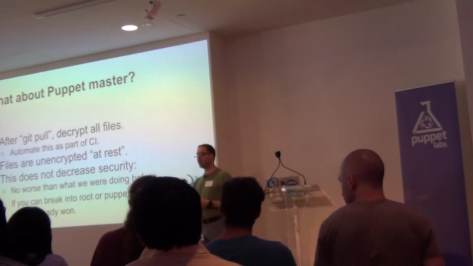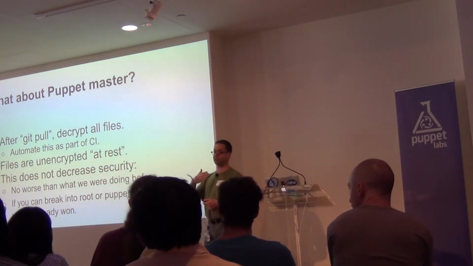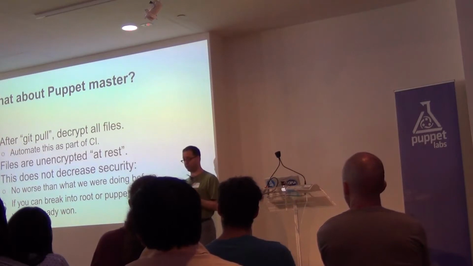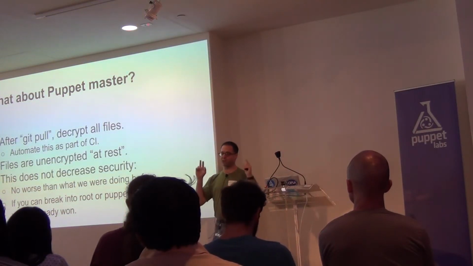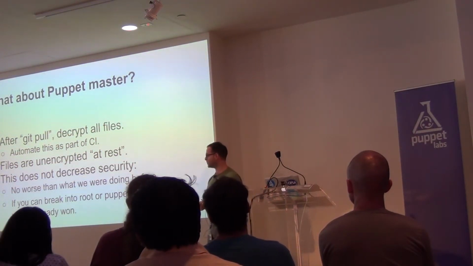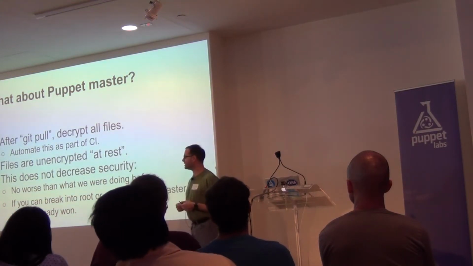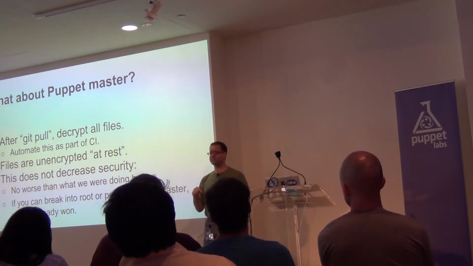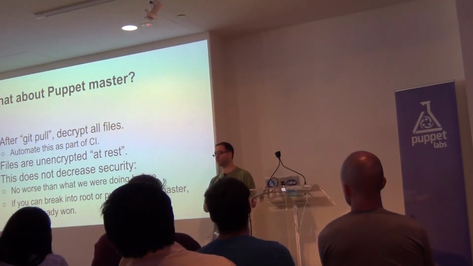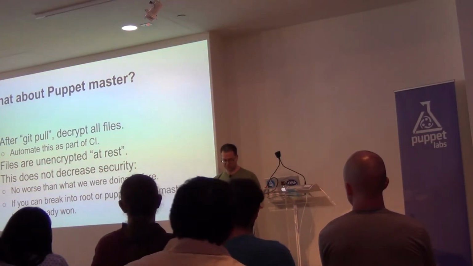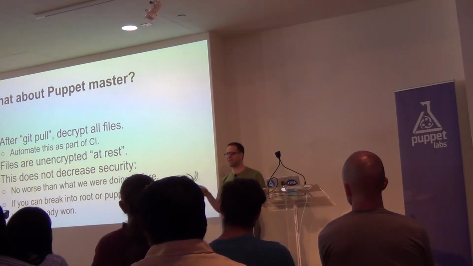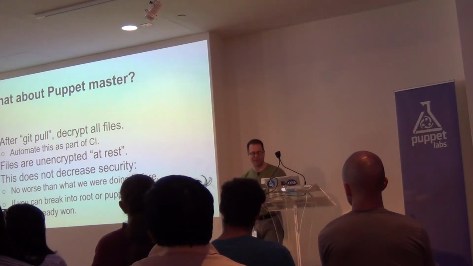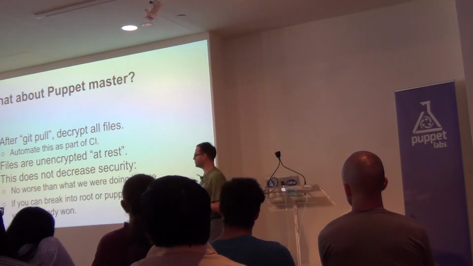So anytime our continuous integration system pushes a code change, a new set of Puppet files to the Puppet Master, it would then run a script that would decrypt all of the files. So the files are decrypted at rest on the Puppet server. And this doesn't decrease security because if you get root access, well, only root and the user Puppet can access these files on that machine. If you have root access on our Puppet server, you've basically won the game anyway, so having access to secrets is not a reduction in security for us.